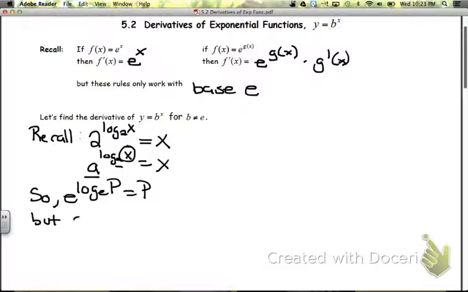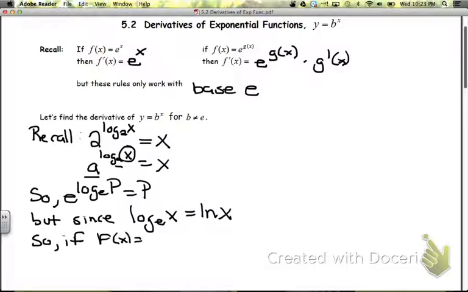However, since log base e of x is equal to ln of x, then we have if f of x is equal to b to the power of x, and if f of x were to be equal to e to the power of ln b to the power of x, then f of x would be equal to e to the power of x ln b.